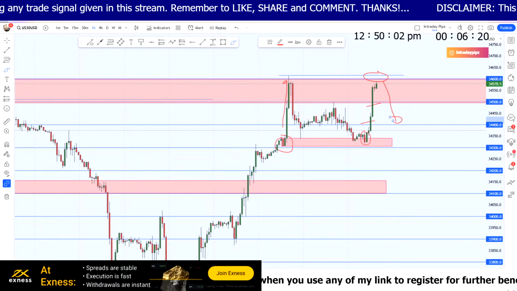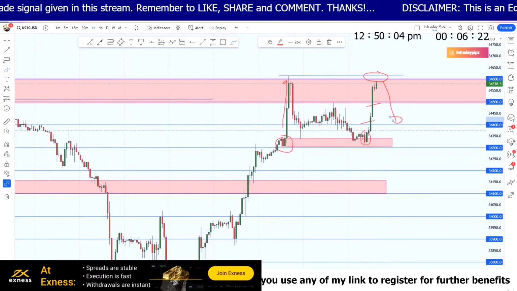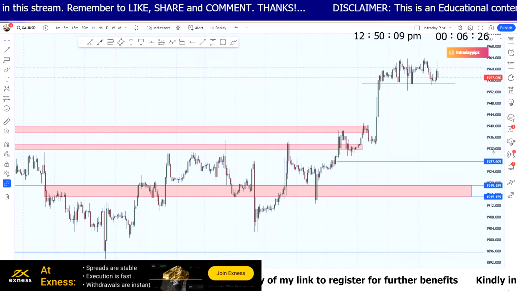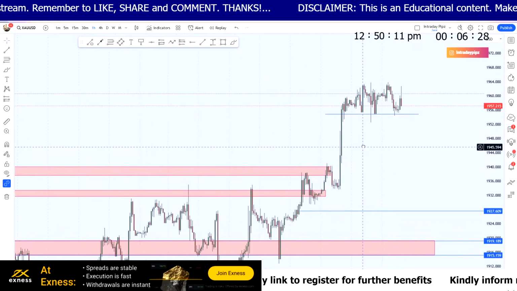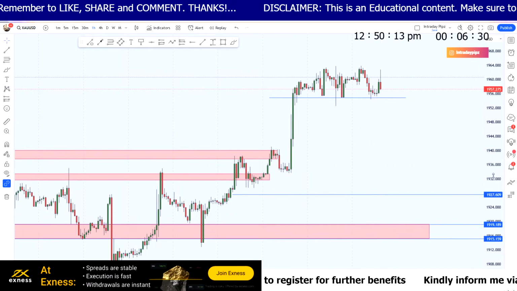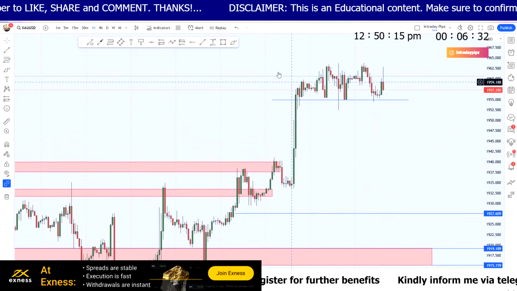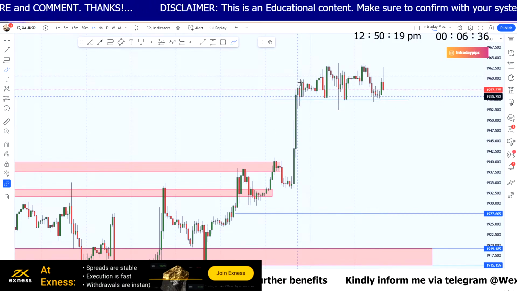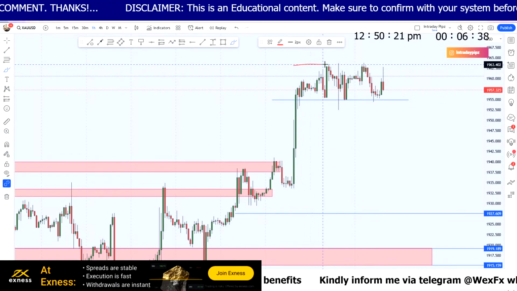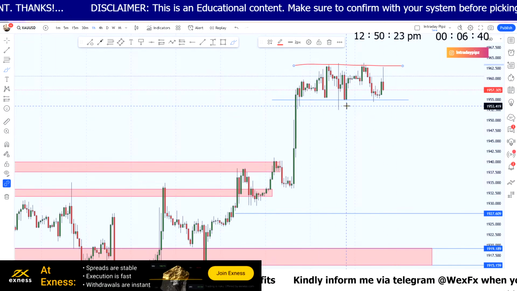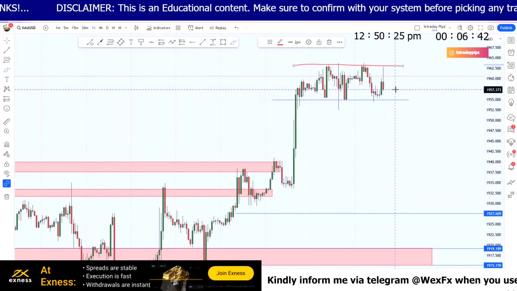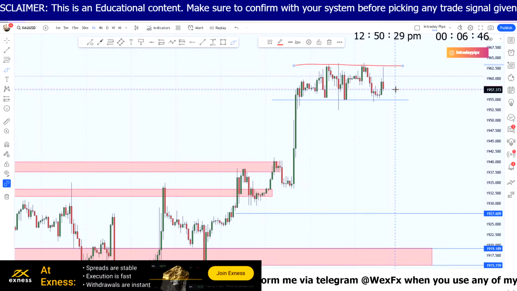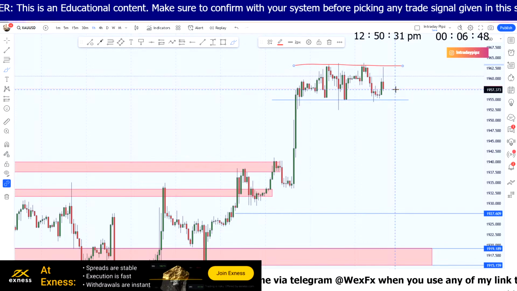So let me quickly go to gold. Let's take a look at gold. Gold, of course, currently is not really performing well because it's trading in a range. If you take a critical look at this level I've spotted all the way to this point, gold is trading within a range. So if you are not going to be patient enough, then you are going to lose a lot of money.